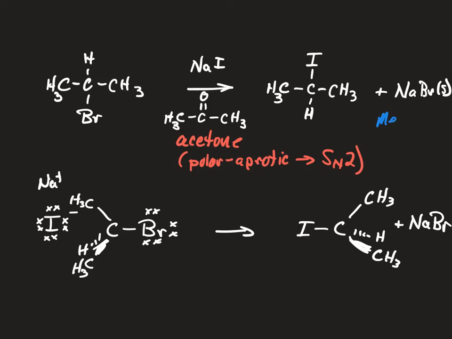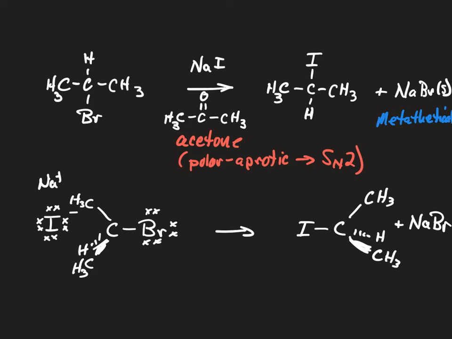reaction metathetical, right? That is, we drive it forward by removing a product from the reaction mixture, which breaks up any equilibrium and increases the yield, right? So this is driven by that precipitation of sodium bromide or sodium chloride, creating a metathetical reaction, okay?